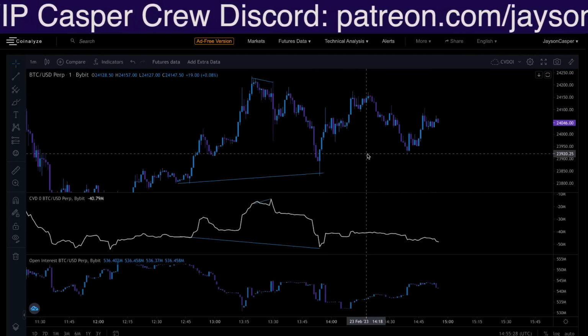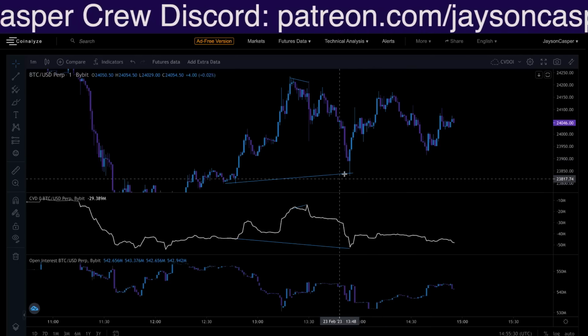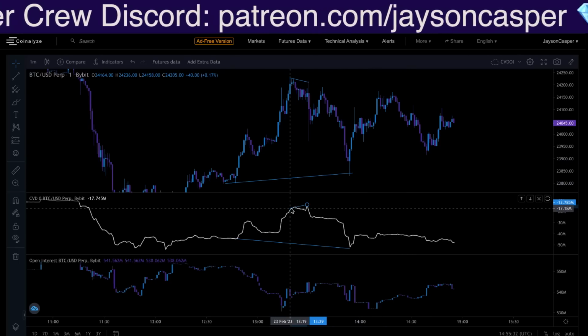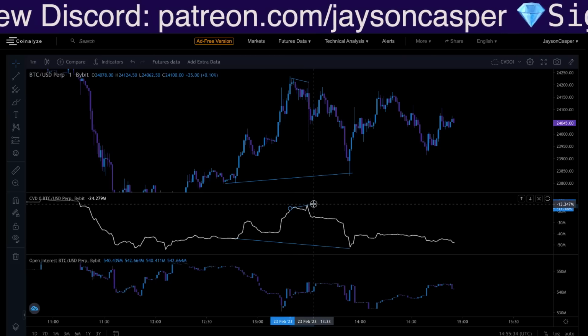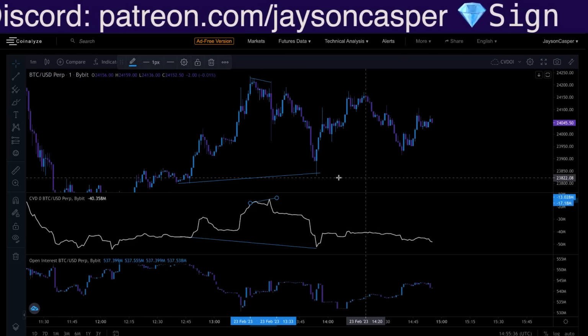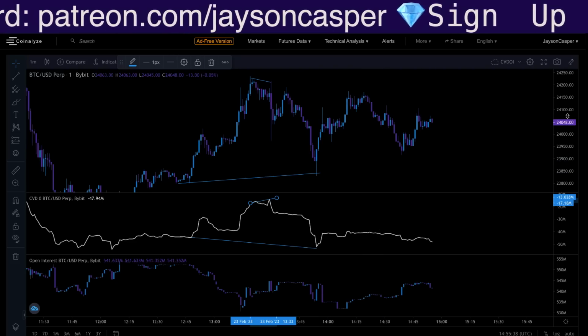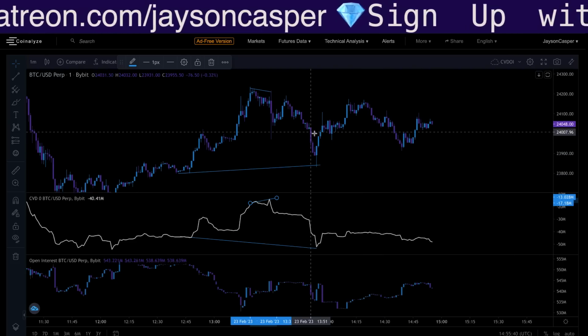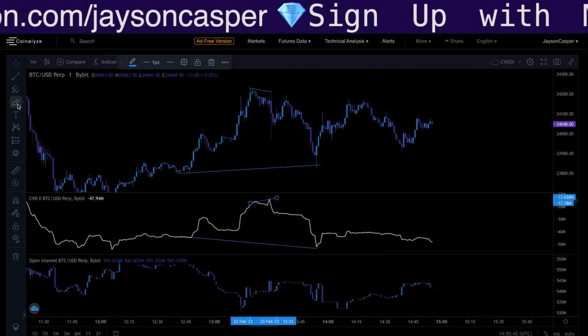And basically what these two tools will show us is what are the whales doing, right? We got to trade with the big money here. We don't want to trade with the retail that's FOMOing long and short. We want to trade with the big money. And what CVD divergences can show us is what are the whales looking to do?